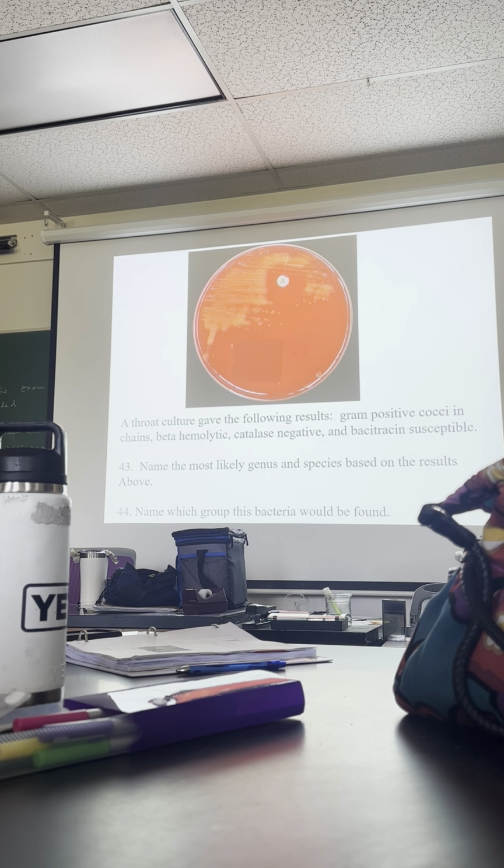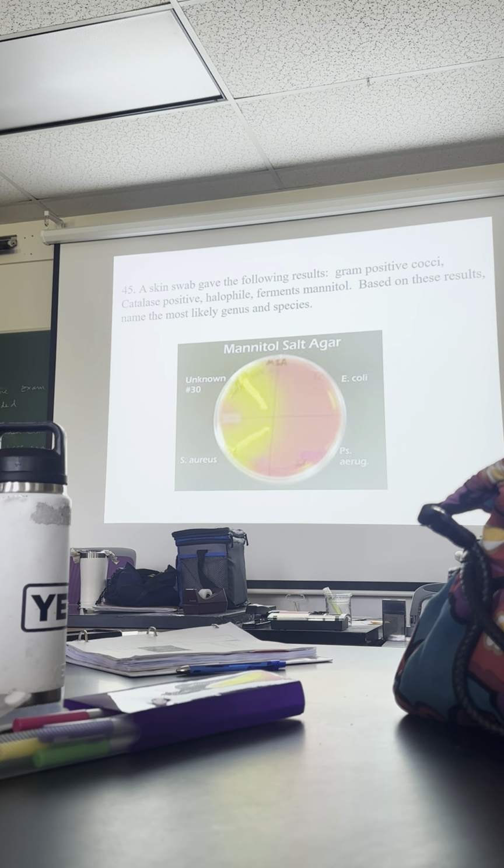A throat culture gave the following results: gram-positive cocci in chains, beta hemolytic, catalase negative, bacitracin susceptible. What's the genus and the species? Streptococcus. What group? A. Anytime you see that A and you have a zone of inhibition around it, it's group A. This is Strep pyogenes. Pyogenes means former of pus. That's what it's called. Okay, here we go.